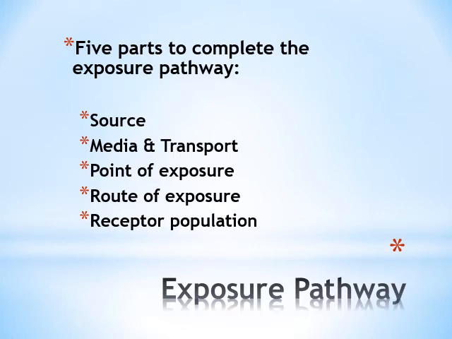So there are 5 parts to complete the exposure pathway. The first step is the source. What is the source of contamination? What is it? Where does it come from? Now, in your book, Table 19-1 lists various contaminants, where they are, how they are transmitted, populations of concerns, and impact on health.